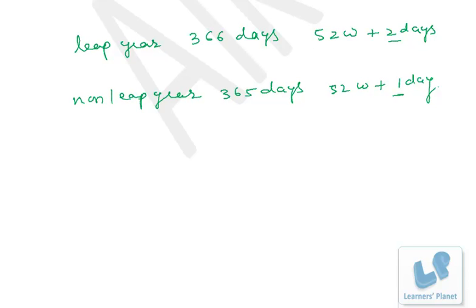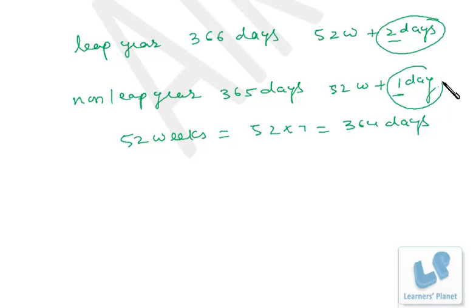And it's not that you have to memorize it. You already know that every year has 52 complete weeks, and if it is a non-leap year, there will be 1 extra day. If it's a leap year, there will be 2 extra days, right? Because 52 weeks is 52 into 7, that is 364 days. So in 365 days, 1 day is extra. In 366 days, 2 days are extra from 52 weeks. Okay, so this is an important thing, and that you already know.